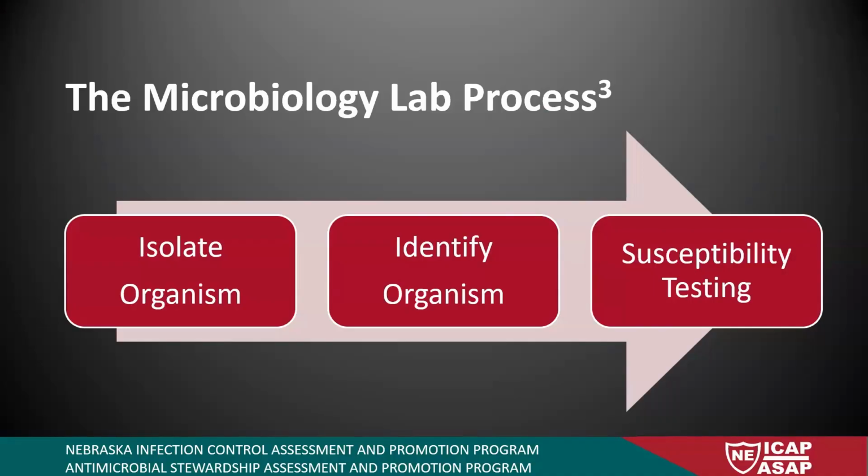So the main three steps, and this is really simplified, and Dr. Iwan's in here, and he's probably like, Lacey, this is so simple, but this is a simple way to think about how the microbiology lab process works. They're looking to isolate an organism from a clinical sample, identify an organism, so tell you what it is, and then if it's an organism that you can do susceptibility testing on, test it to see what antimicrobials they're resistant to or not resistant to, so you can treat the patient appropriately.